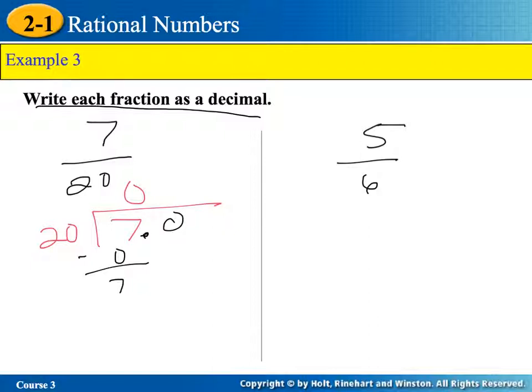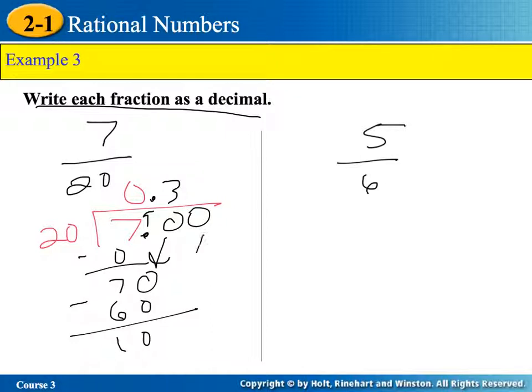Because I put a decimal here, I put it right on top. And I bring down my 0. How many times does 20 go into 70? 3 times. 3 times 20 is 60. Subtract. We get 10. I have a remainder. I'm not done. Bring down another 0. How many times does 20 go into 100? That is 5 times. 5 times 20 is 100. And my remainder is what? 0. So when I have a remainder of 0, I've found my answer.